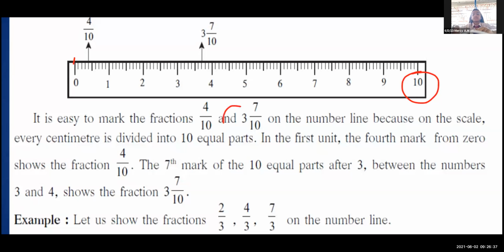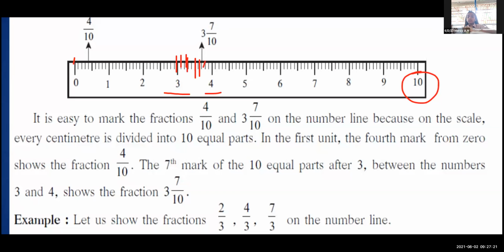Then the next, 3 7 upon 10. Now 3 is our integral part and 7 upon 10 is our fractional part, which I have explained to you. What is a mixed fraction? A mixed fraction is a fraction with an integral part and a fractional part. So 3 7 upon 10. Why have we written 3 7 upon 10? Because between 3 and 4, there are lines, and the seventh one is marked. You can count 1, 2, 3, 4, 5, 6, 7. Now the 7th line is in between 3 and 4. So that's why the integral part is 3, and we will write 3 7 upon 10.